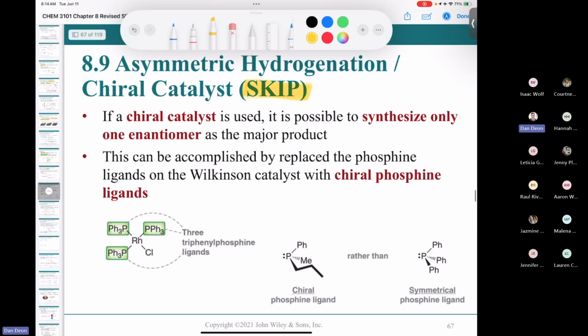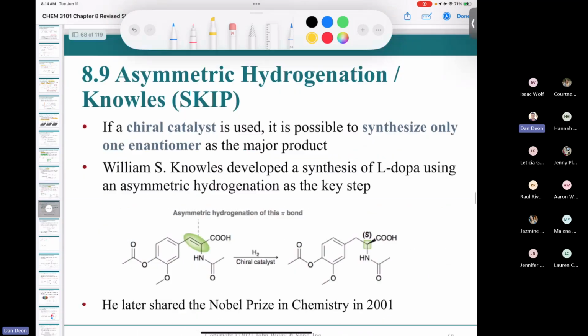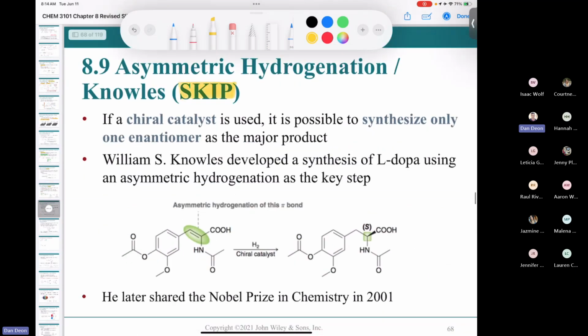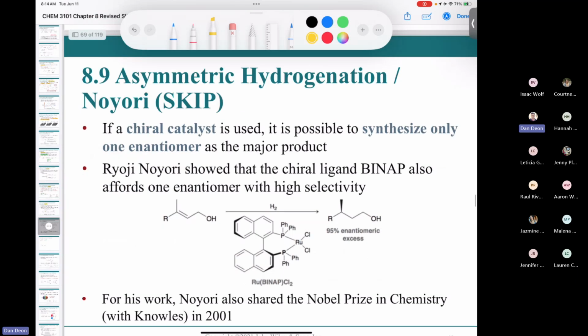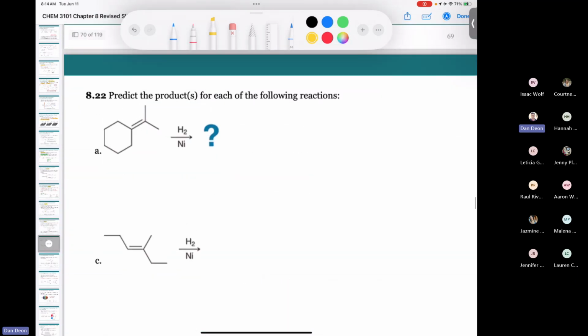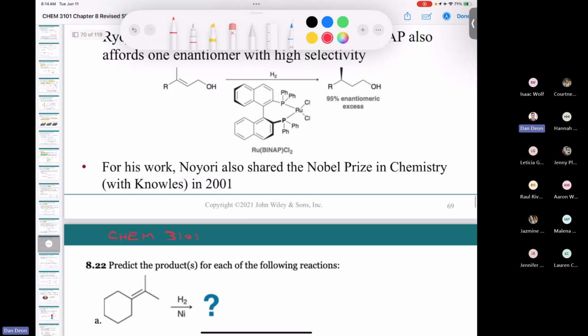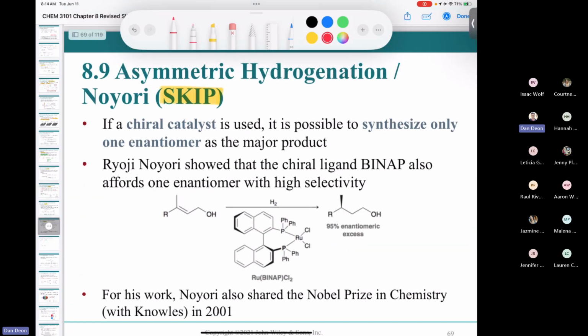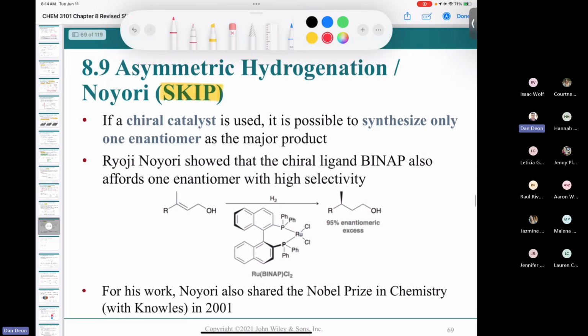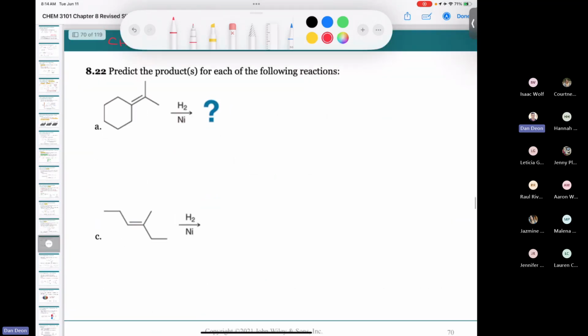So again, we're going to skip this part on asymmetric hydrogenation. We're going to skip this part on the Knowles hydrogenation. I will not ask you any questions about the Noyori hydrogenation, so you don't have to worry about that. This is the expectation for our class, okay? For Chemistry 3101 at UCCS, these are the kind of questions that we ask. Now, if you're wondering, do I need to know these things for the ACS? The answer is no. They don't test asymmetric hydrogenation in the ACS.